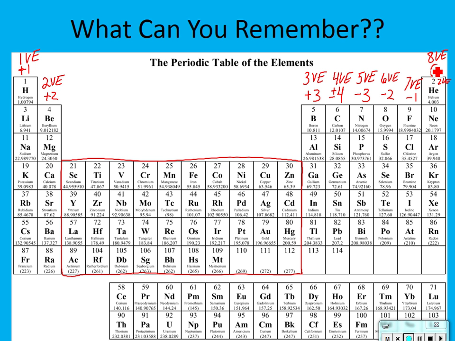Okay. Make sure that we have this staircase kind of drawn in. Everything below the staircase is a metal. Everything above it is a nonmetal. Let's maybe make this note at the bottom of your periodic table.